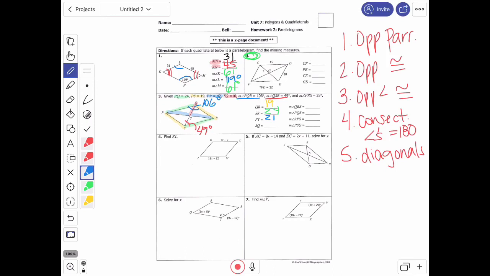SQ is the other diagonal. I only know half of this diagonal. Half of this diagonal is 10. So if I want to find the whole length of that diagonal, I have to take the length of TQ and multiply it by 2. So 10 times 2 gives me 20. Okay, so QR is 19, SR 24, PT is 21, and SQ is 20. So now we get into the angles.